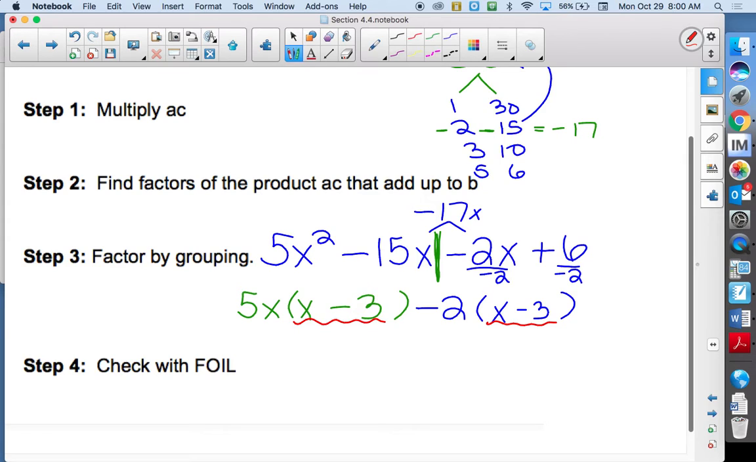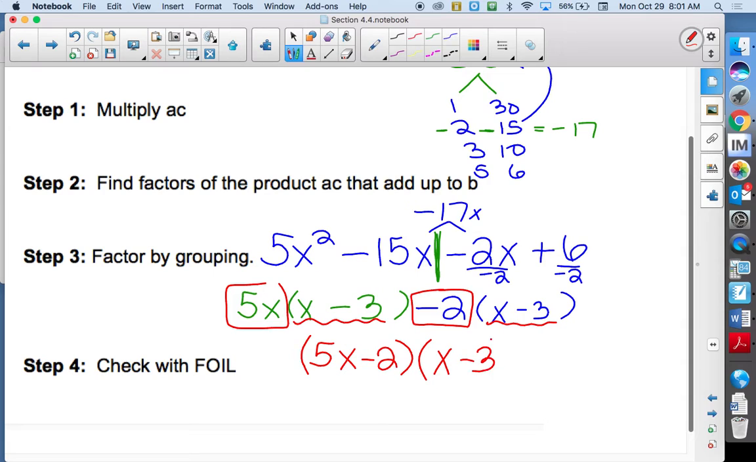So there's one last step that we're going to do, and now we're going to literally pull our factors together because our answer should be 2 sets of parentheses. So we're going to take the 5x and the minus 2. Because they're both being multiplied by the same quantity, we can pull them together as a pair in a set of parentheses. So we can say 5x minus 2, both of them were being multiplied by x minus 3.